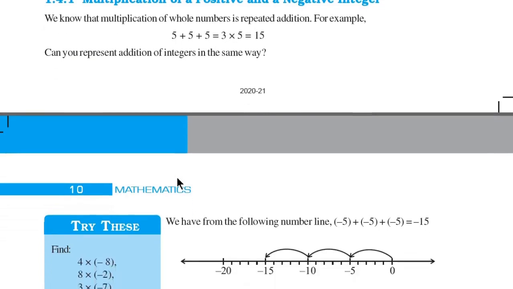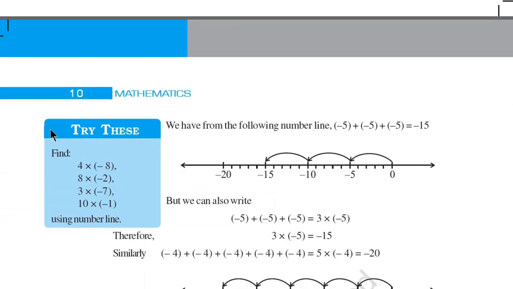4 times -8 will become positive, and 8 into -2 will also become positive 16. Sorry, no, it will not become positive. I said a wrong thing. It will be negative itself. 4 times 8 will become -32, and here also -16, and here -21, here -10. So anything you multiply with a negative will become a negative term.